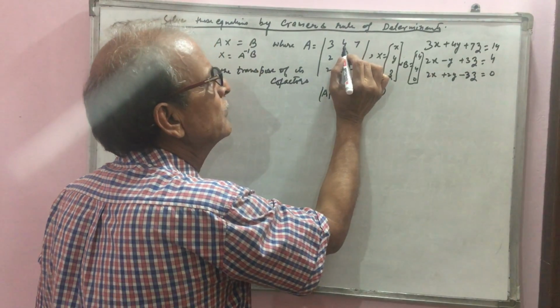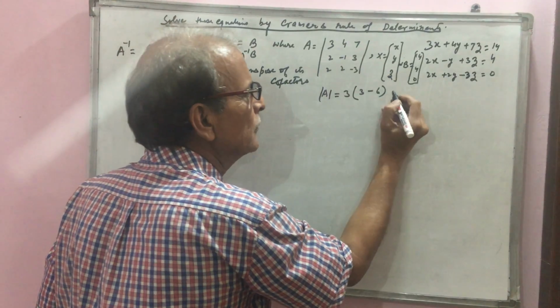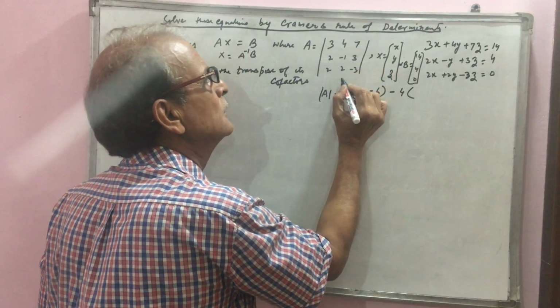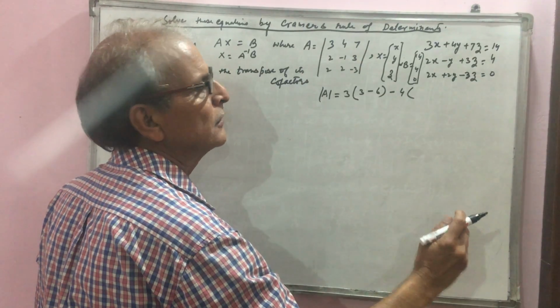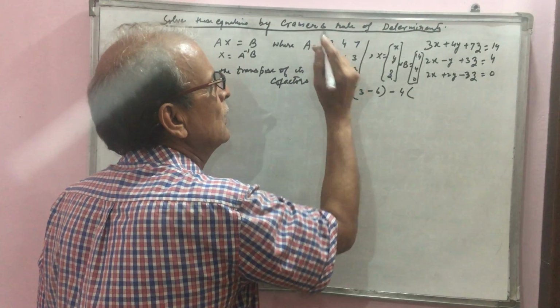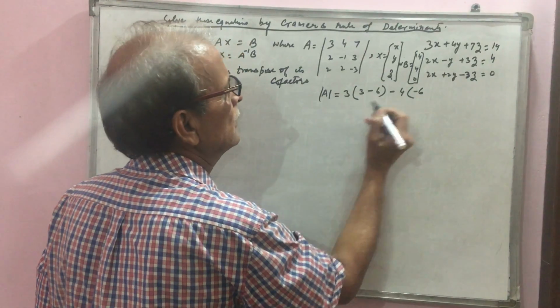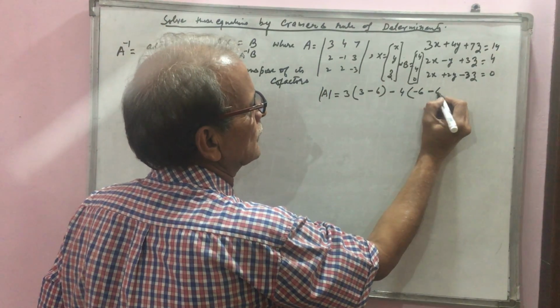Then with the first element we have to write positive plus, and with the second element we have to write negative. Minus 4, delete this column and this row. First multiply by this, minus multiply by this. Multiply by 2 into minus 3, minus 6, minus itself. So 2 into 3, 6.